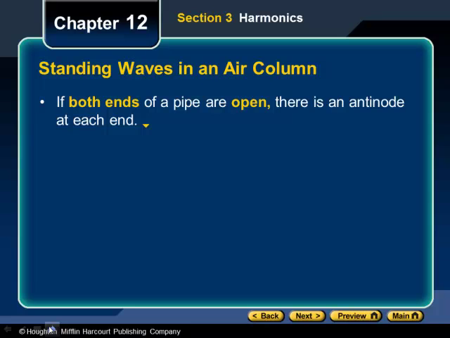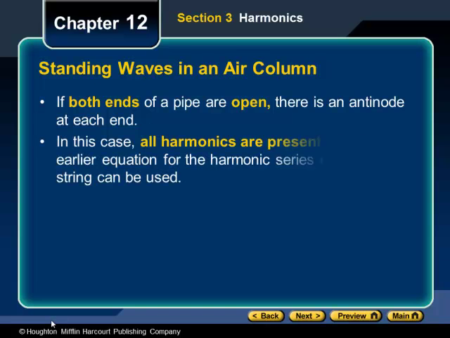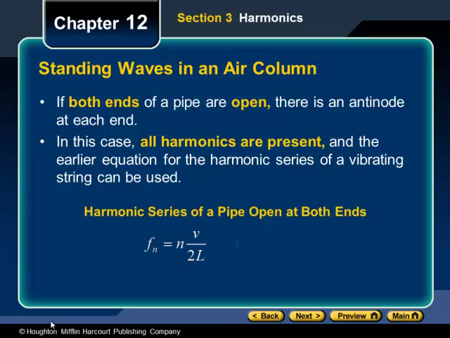Pipes can... we have two situations for a pipe. One of them is when both ends are open, and one is if one end is closed. When both ends are open on a pipe, both of the ends are antinodes. And in this case, all the harmonics are present, and the equation that we just saw would be the equation that would give us the harmonic series for air in a vibrating air column.